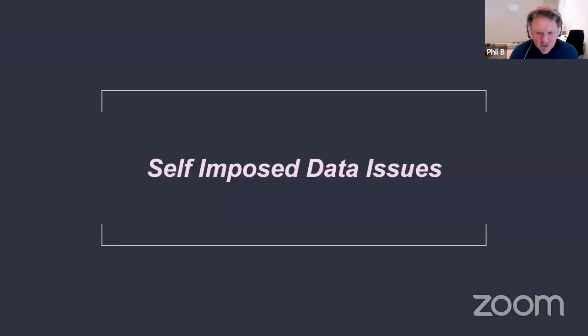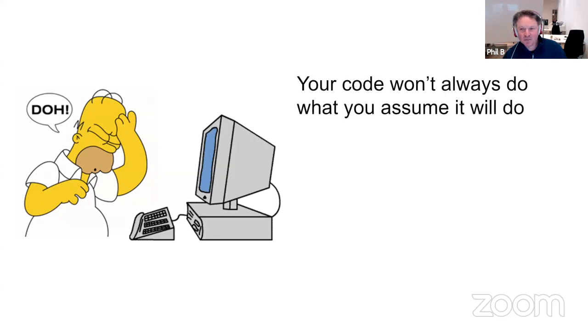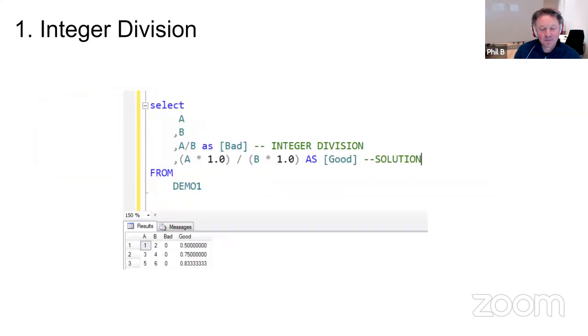Right, we're coming to nearly an hour, but I'll quickly whip through some self-imposed data issues. So we've got the data, we've cleaned it up, and now we're let loose on it ourselves. We're going to start doing stuff to it. These are some issues where your code won't always do what you assume it will do. I've made that mistake. I've written code and thought, that's not doing what I thought it would do. You normally have to learn by mistakes, and these are some I've made.